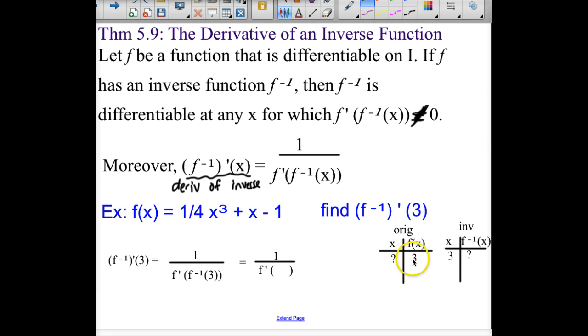And the reason we have to go through all this is because if this is our original function, we can't find its inverse. This is too hard to solve for. So what we can do, though, is find where this function equals 3. So we'll have 1/4 x cubed plus x minus 1, and we're going to try to find where that equals 3. Easiest way to do that is to plug that into your graphing calculator and find where this y1 would equal 3.